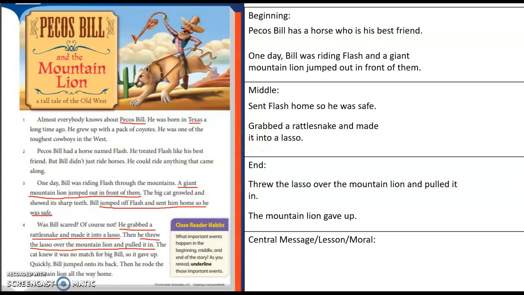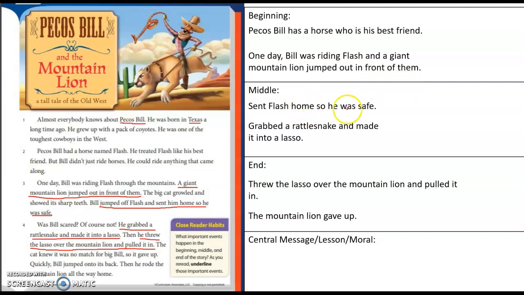So if I were to retell this story, I would start at the beginning of my graphic organizer and I would tell these most important details in my own words. And that's how I could recount the story. So Pecos Bill had a horse who was his best friend. One day Bill was riding Flash and a giant mountain lion jumped out in front of him.